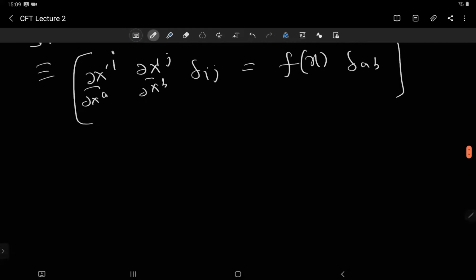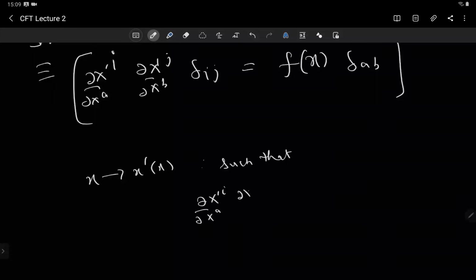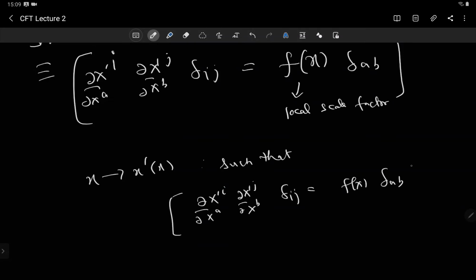So therefore, this transformation, x to x prime as a function of x, such that the corresponding transformation matrix del x prime i del x a del x prime j del x b delta ij is equal to some local function, which we will call a local scale factor. Why we call it a local scale factor, I'll come to in a minute. Times f of x delta ab. So all transformations such that this holds are called conformal transformations.